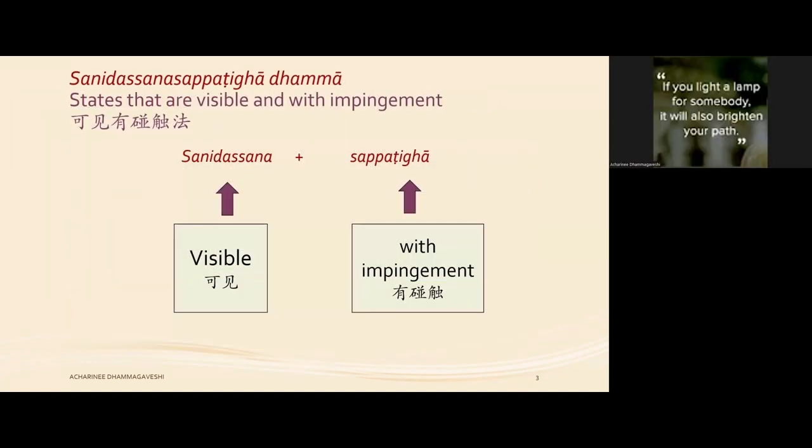We'll first look at the first term. Sanidassanasappaṭighā dhammā, states that are visible and with impingement. So first, to understand this, we need to split the word Sanidassanasappaṭighā into two. Sanidassana means visible and Sappaṭighā means with impingement.